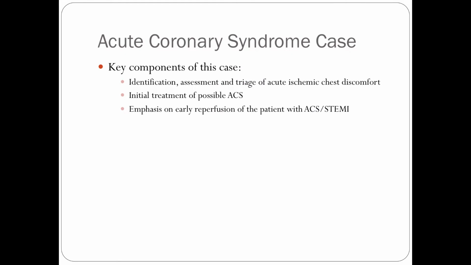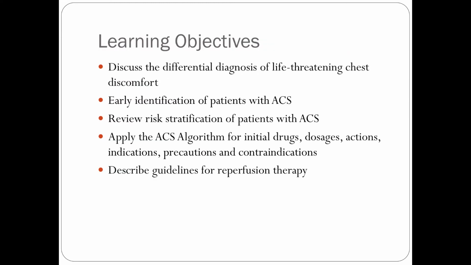Okay. With acute coronary syndrome, we've gone through some of this, but we will cover that again in ACLS. So: identification and assessment of ischemic chest discomfort, initial treatment of possible acute coronary syndrome, and emphasis on early reperfusion of a patient with ACS and STEMI. Early identification, risk stratification with ACS, apply the ACS algorithm for initial drugs and doses. So we use that algorithm once again to take care of this patient, and that's what our guidelines are based upon, along with the use of reperfusion therapy and clot fibrinolysis.